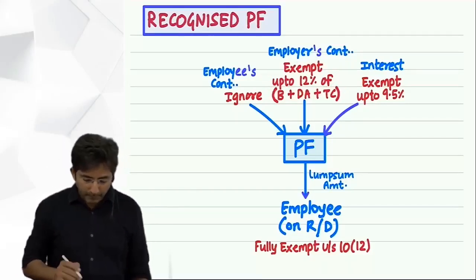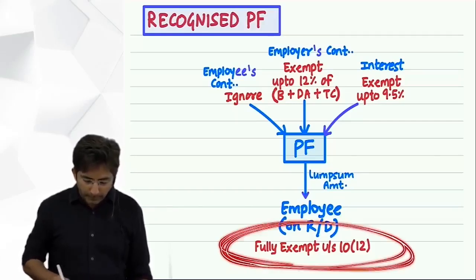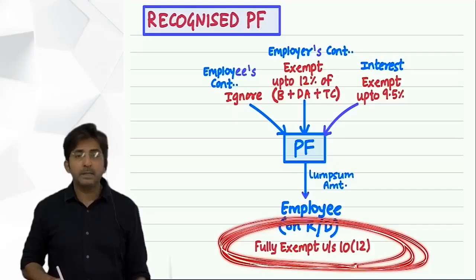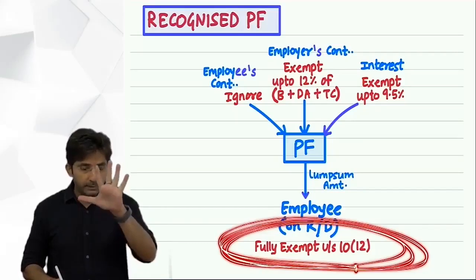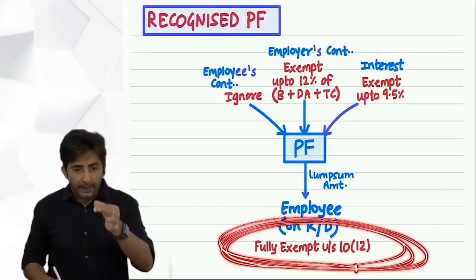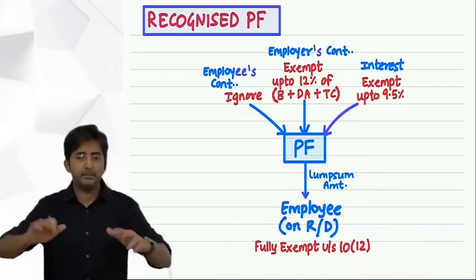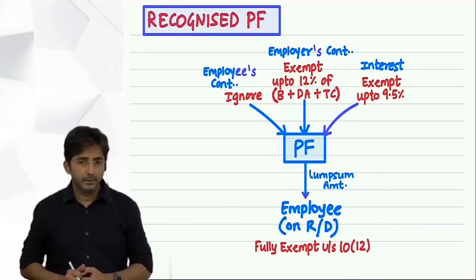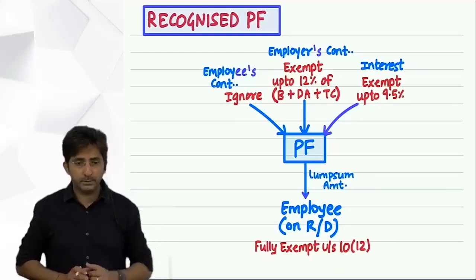So this is RPF. Now one more point, look here. This lump sum amount when you receive from RPF, what did I say? It is fully exempt under section 10(12). But there is a condition. The employee should have rendered a minimum of 5 years of service. Only then will the lump sum amount be fully exempt. What is the logic of this? It means the law expects you to serve for a minimum of 5 years.